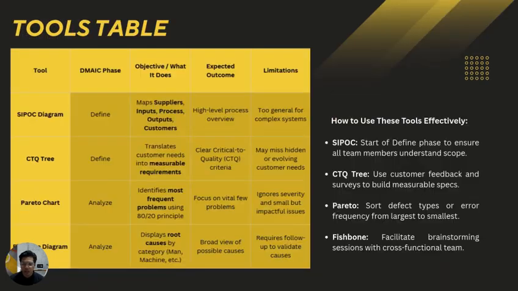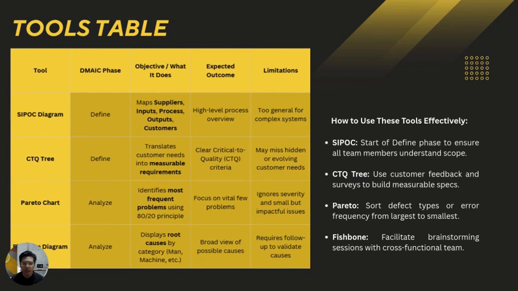So moving on to the next slide. Now we'll be talking more specifically about the tools. So let's take a closer look at some of the specific tools. So during the define phase, we use the SIPOC diagram to map out the process at a high level and the CTQ tree to translate customer needs into measurable criteria.